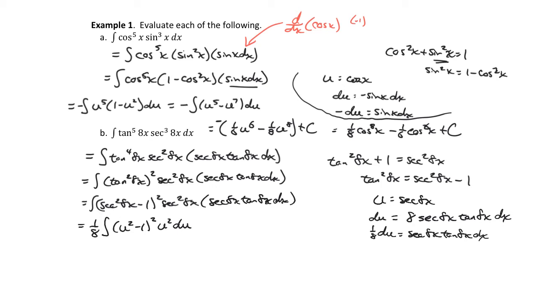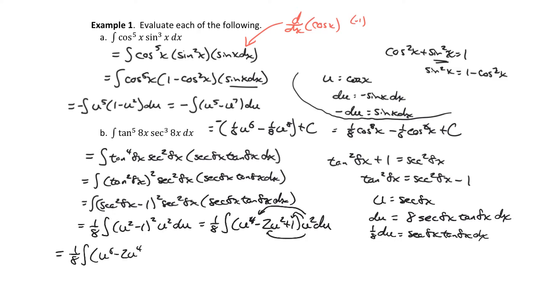Now, we're going to have to do some ugly simplification. I have to square out this u squared minus 1. So I get 1/8 of u squared squared, which is u to the 4th, minus 2u squared plus 1, multiplied by u squared du. If you need to, multiply that as u squared minus 1 times u squared minus 1, and then use the distributive or FOIL property there. And now I have the extra unfortunate requirement of distributing the u squared through to all three of those terms. So I get 1/8 of u to the 6th minus 2u to the 4th plus u squared du. And we're ready to go.